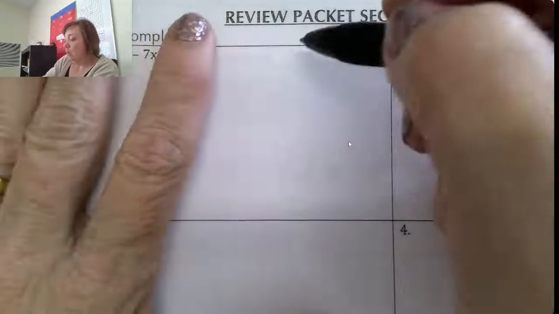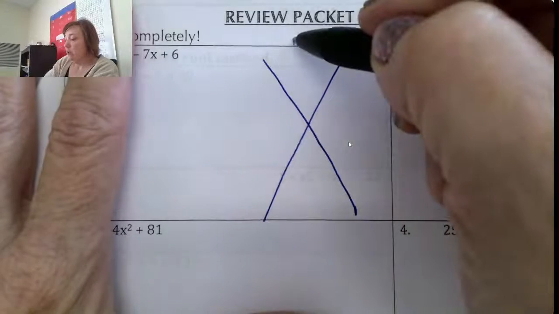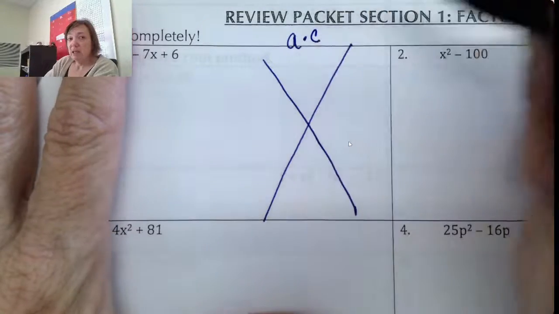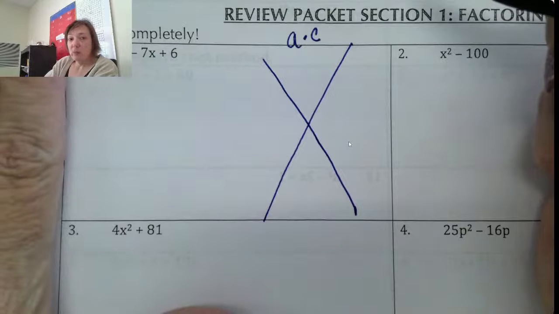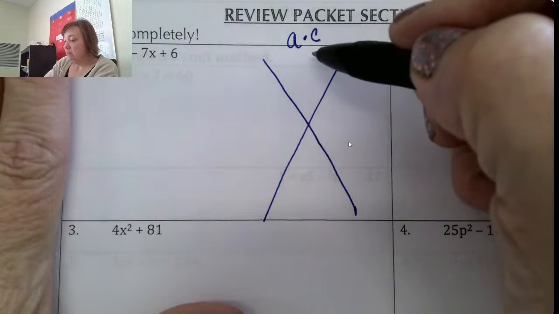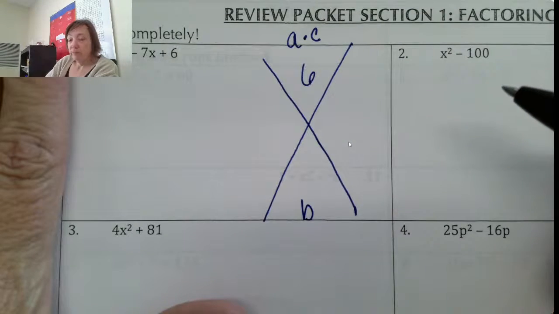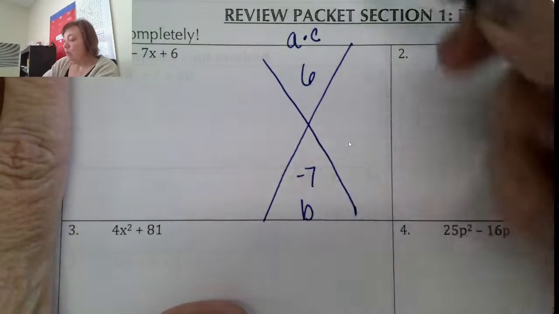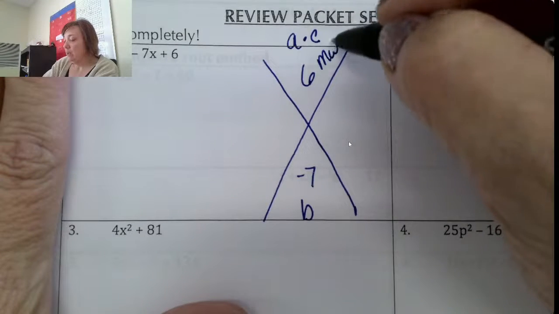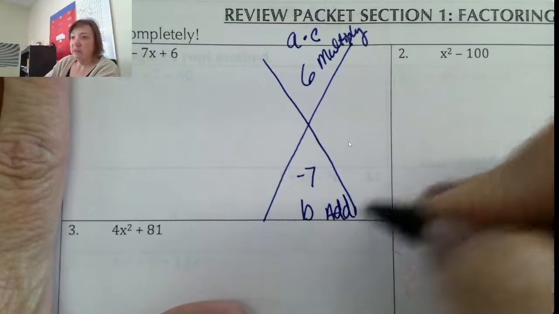So, we're going to make our big X, and at the top of our X, we're going to put whatever A times C is. So, what is A and what is C in this problem? So, what is 1 times 6? 6. And at the bottom, we're going to put whatever B is. -7. So, we're looking for things that multiply to get 6, but add to get -7.